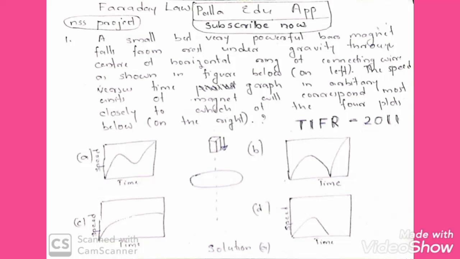Today we are discussing Faraday's law and one question, one graph problem. First question: a small but very powerful bar magnet falls from rest under gravity through the center of a horizontal ring of conducting wire, as shown in the figure below. The speed versus time graph in arbitrary units of the magnet will correspond most closely to which of the four plots below.